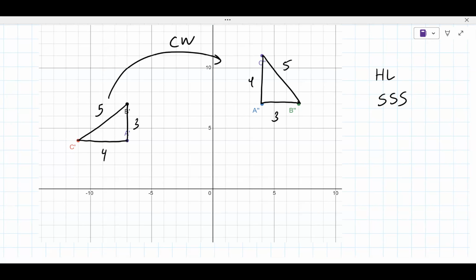I would probably use SSS here, because it is so easy. You just have to specify the length from A prime, B prime is 3, A prime, C prime is 4, and then C prime, B prime would be 5. And just be consistent with your order, and put A double prime, B double prime, and then show it like that.